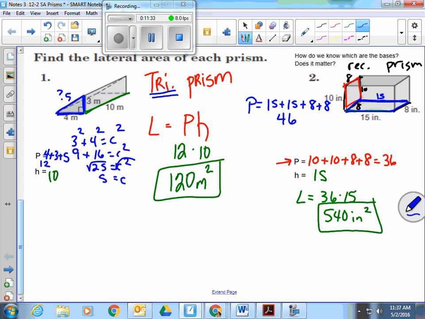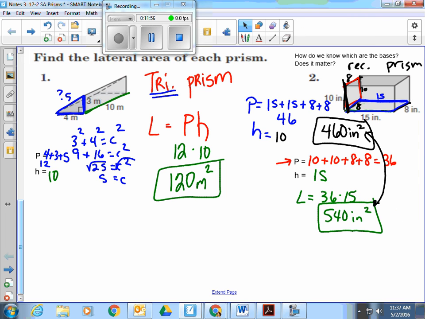And what would I use as my height? What would be my height for that one? The 10, wouldn't it? So 46 times 10 is 460 inches squared. So my question is, did I get the same answer or not? No.